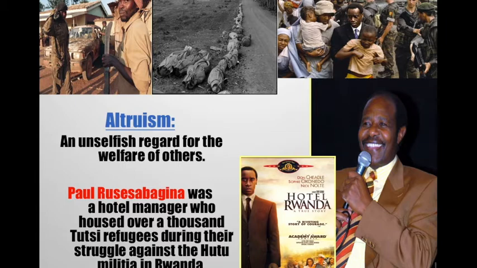In terms of evolutionary psychology, you're looking at survival aspects, survival of the fittest. And altruism really stumps evolutionary psychologists because it's not about your survival, you're engaged in selfless acts. A great example of this is Hotel Rwanda.